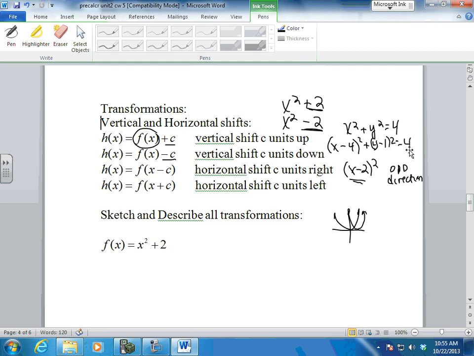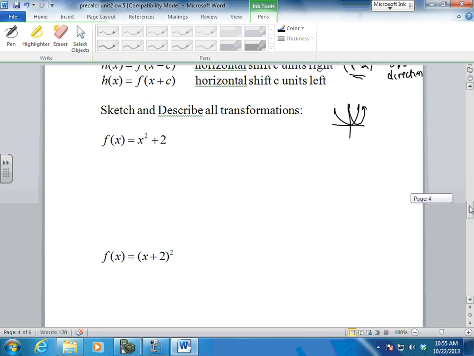So let's take a look at some of your transformations. We're going to sketch and describe these transformations. We're going to start with your core, your parent graph. So what function would the parent graph be for this first one?